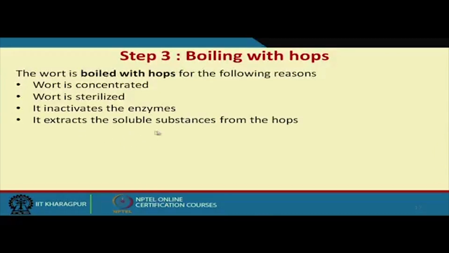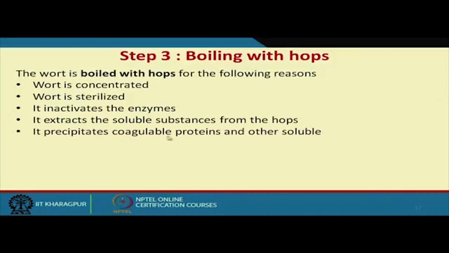Then it extracts the soluble substances from the hops, because I told you hops contain resin, tannin and essential oils that will be solubilized. During this process it also precipitates the coagulable protein, because I told you the tannin and higher protein molecules particularly are precipitated out, and it slightly caramelizes the sugar. I mentioned during the alcohol fermentation process how the caramelization takes place.